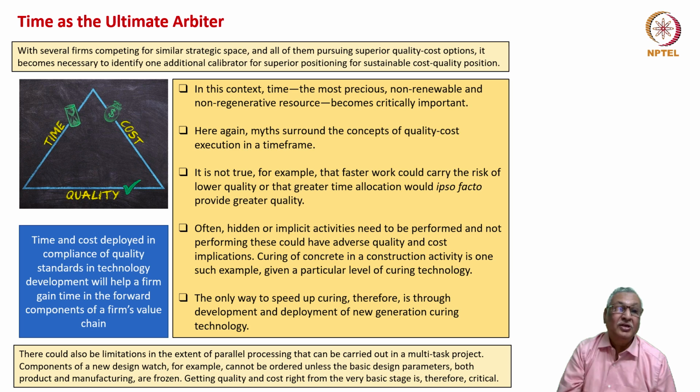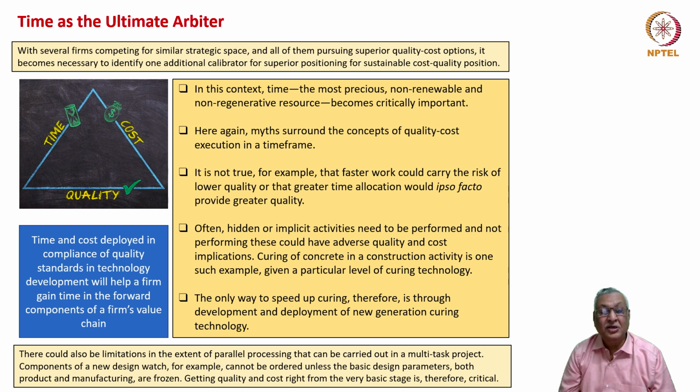We also could have certain limitations in parallel processing, particularly when we are doing multitask projects. Components of a new design watch, for example, cannot be ordered until the basic design parameters, both product and manufacturing, are frozen. Getting quality and cost right includes design specification being frozen and being circulated to every function, every department that is involved in all parts of the value chain.